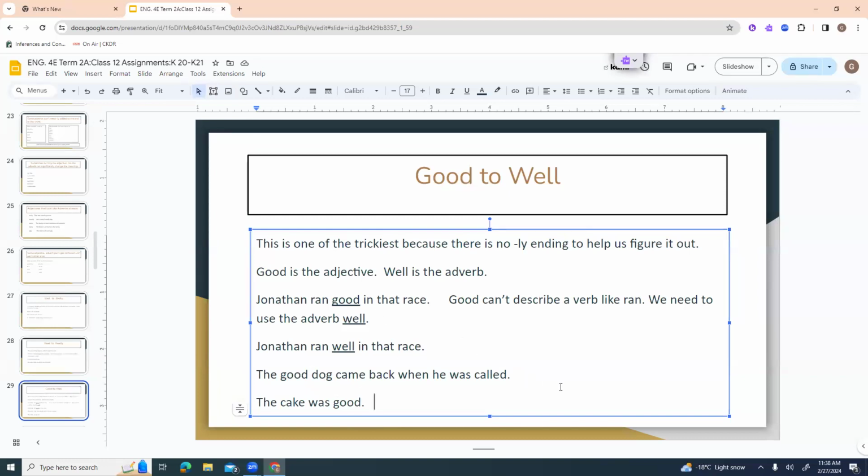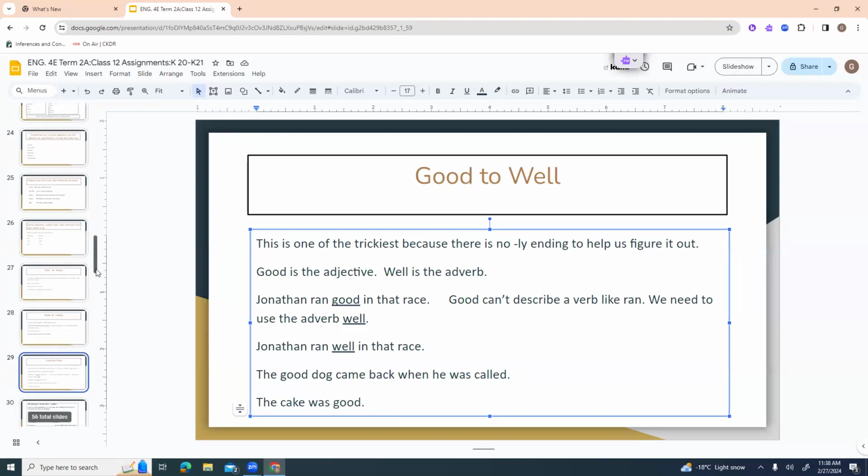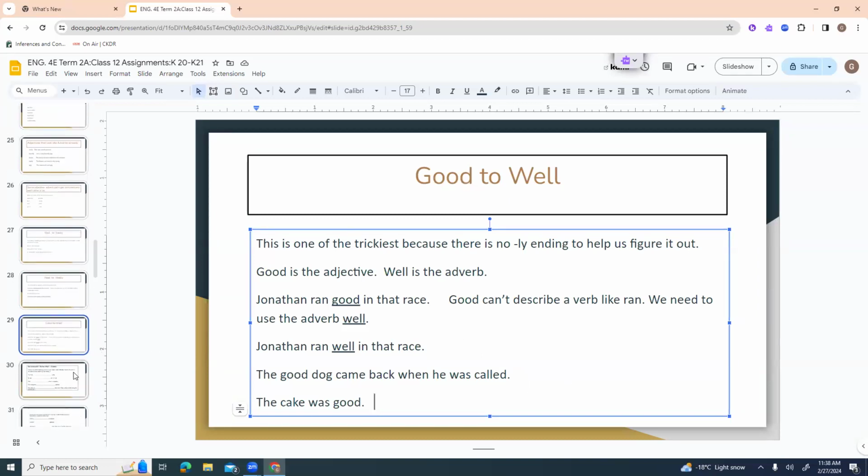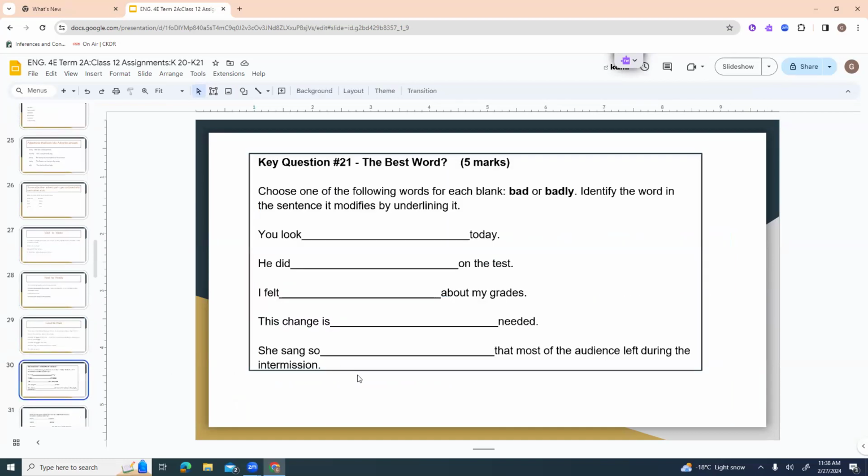It's a tricky one, but we're going to have to try it because we've got a bunch of exercises that work on these. Okay, so the first one, this is key question 21. All these, 1, 2, 3, 4, 5, the first 5 sentences, we're trying to choose whether it's bad or badly that goes in the blank. So, you look something today. I'm going to try both of them and see which sounds right. And then I'm going to think about it. Okay. You look bad today, or you look badly today.